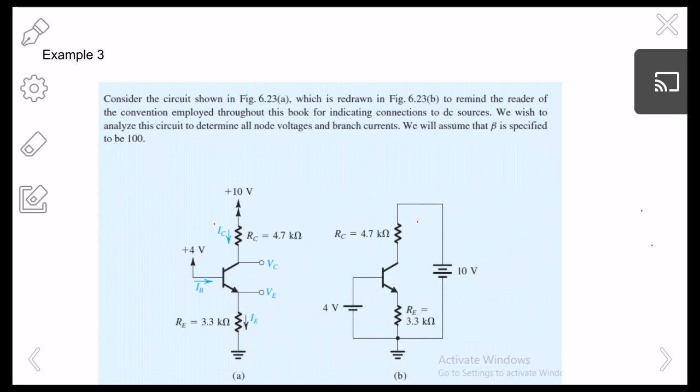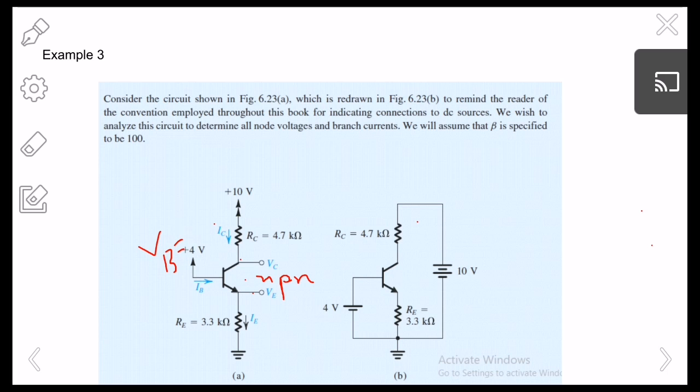So it's a BJT, and it's an NPN type BJT. You can easily see that. Okay, fine. So what we know so far: this is base, this is collector, and this is emitter. So we know this voltage is positive 4 volts.